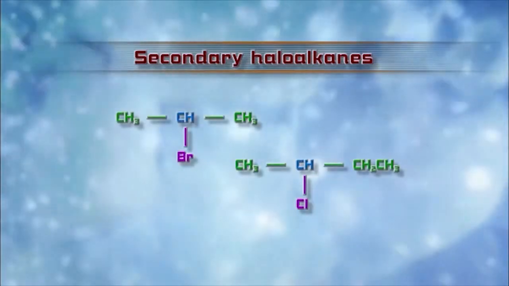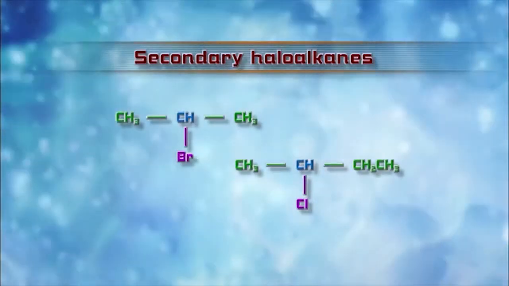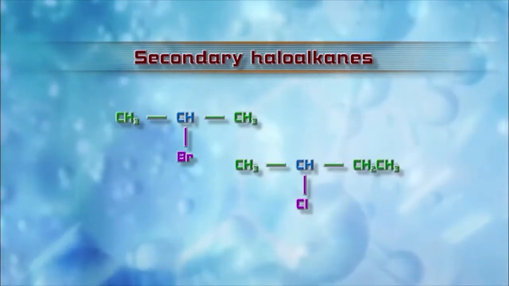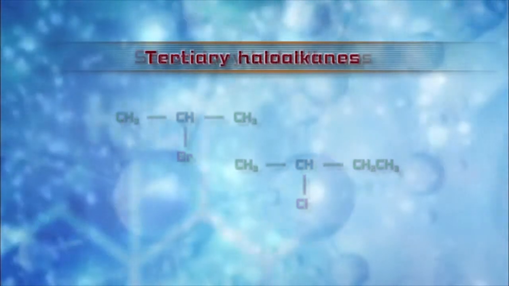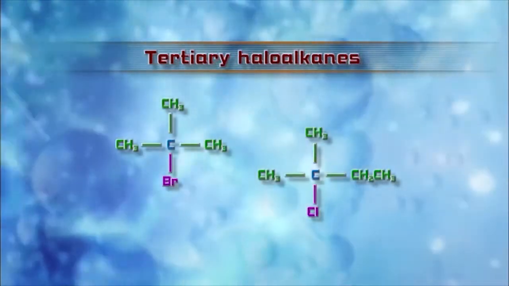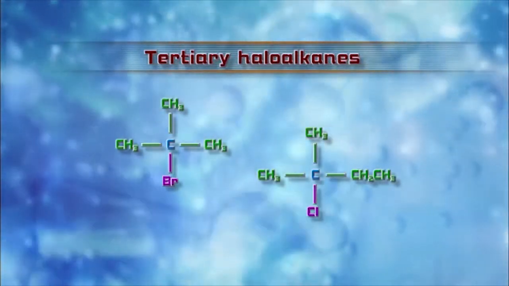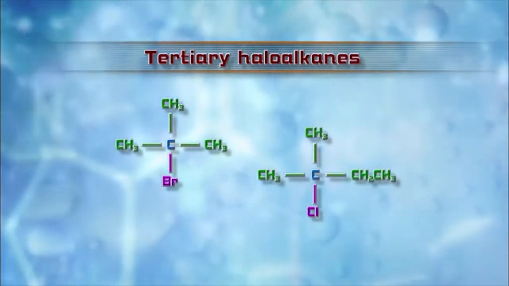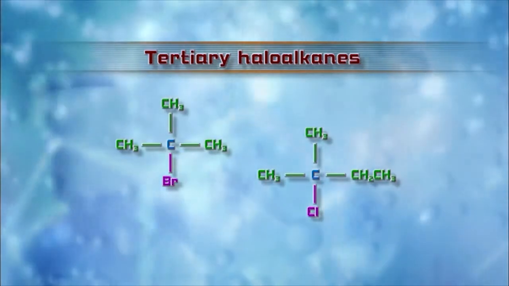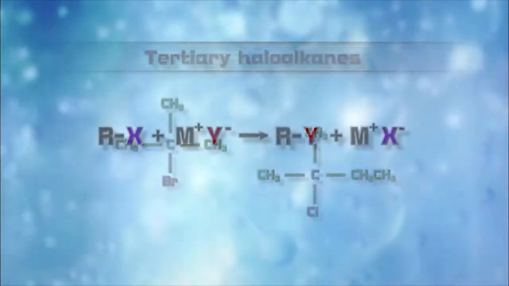In secondary haloalkanes, the carbon holding the halogen is attached directly to 2 alkyl groups, which may be the same or different. In tertiary haloalkanes, the carbon atom holding the halogen is attached directly to 3 alkyl groups, which may be any combination of same or different.